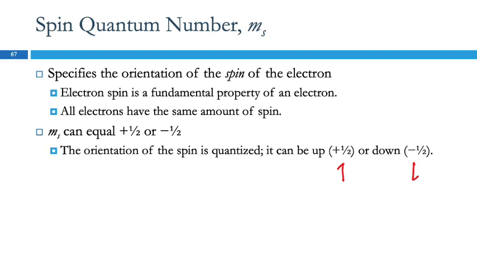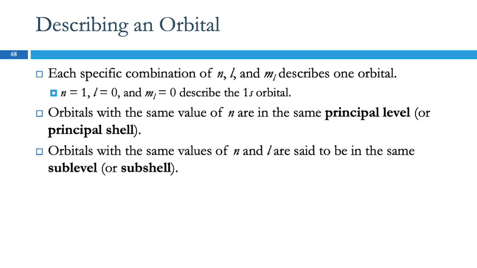So m sub s is always just negative 1/2 or positive 1/2. If we combine the first three quantum numbers, that's going to describe one orbital. Orbitals that have the same value of n, like in level n equals 2, are said to be in the same principal energy level. Orbitals that have the same values of n and l are said to be in the same sublevel.